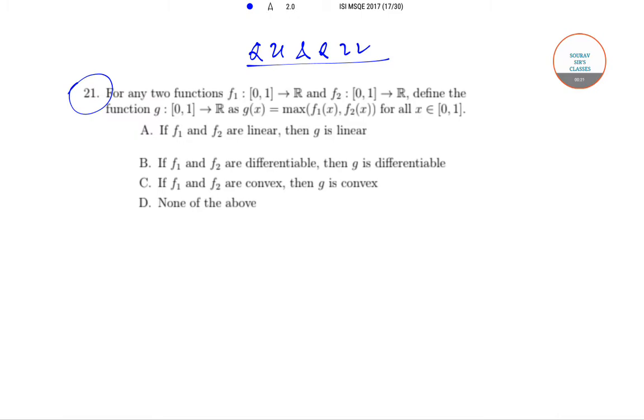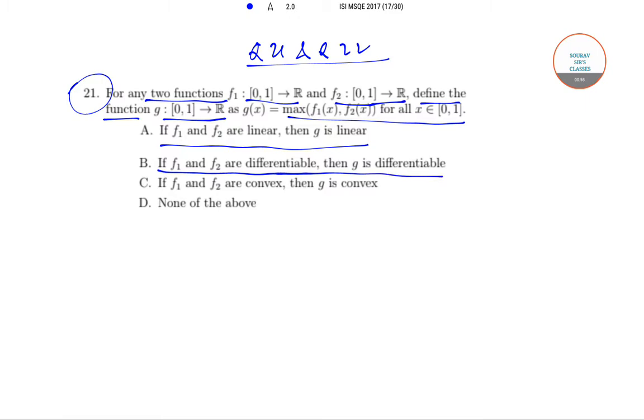In question number 21 it is said that for any two functions f1 which goes from [0,1] to R and f2 which goes from [0,1] to R, define the function g which goes from [0,1] to R as g(x) = max(f1(x), f2(x)) for all x which belongs to the closed interval [0,1]. Option 1: if f1 and f2 are linear, then g is linear. Option 2: if f1 and f2 are differentiable, then g is differentiable. Option 3: if f1 and f2 are convex, then g is also convex. Or option 4: all of the above.